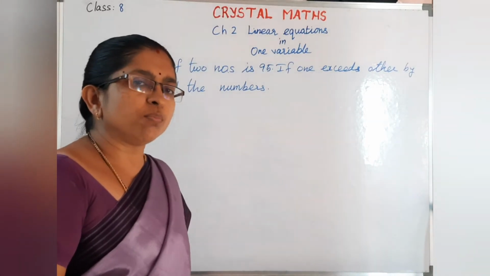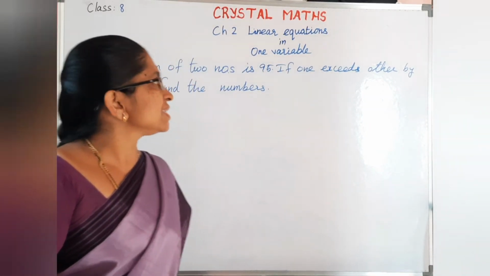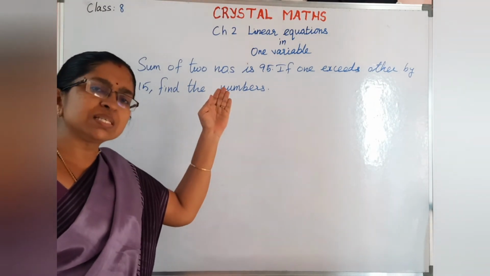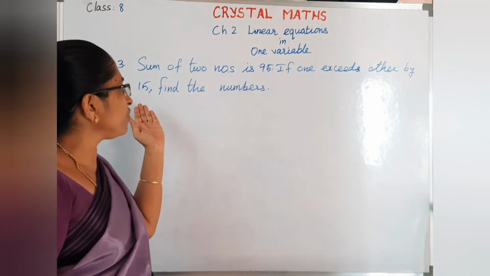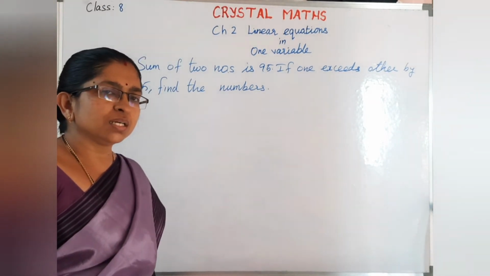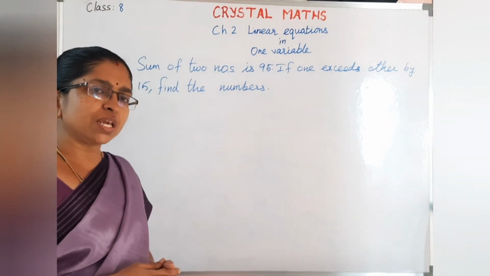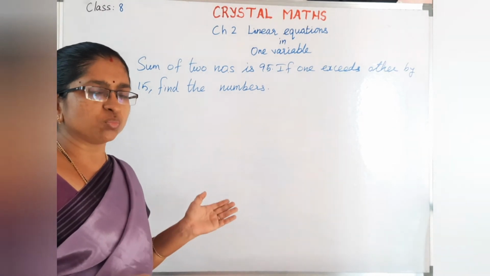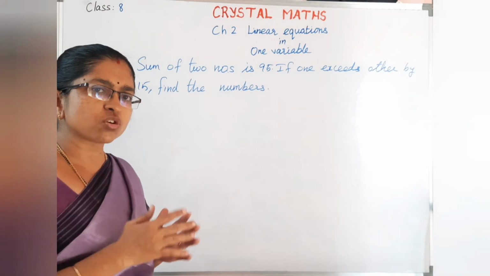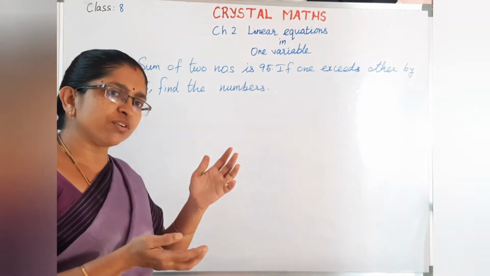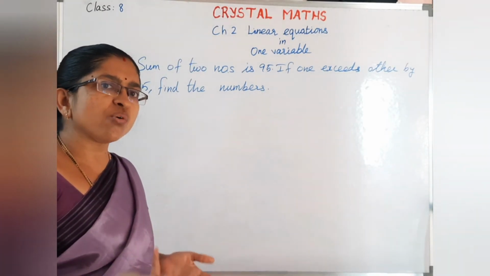Let us see one problem based on numbers. Here it is given the sum of two numbers is 95 and one number exceeds the other number by 15. Find the numbers. It seems we are supposed to use a linear equation in two variables here. How can we use one variable? No problem, we can start with two variables and then reduce to one variable. How? Let us see that.